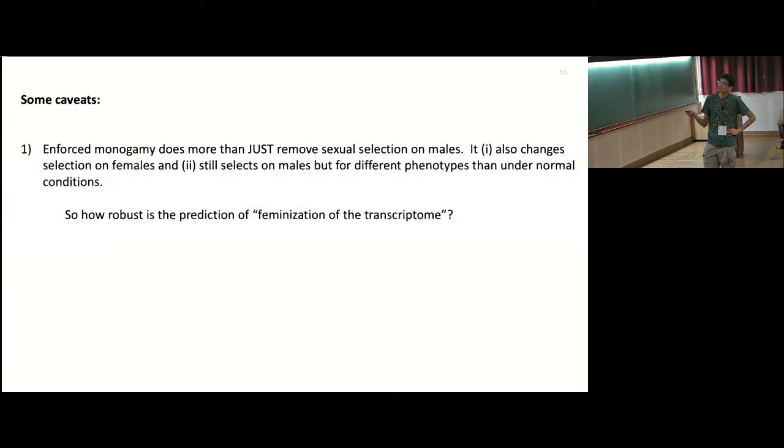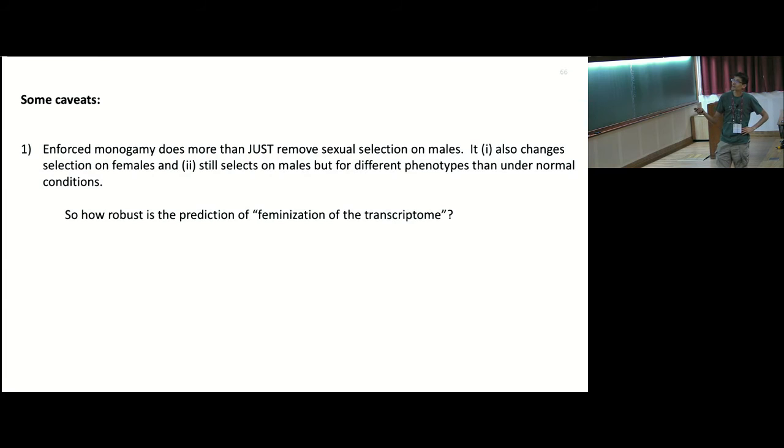So enforced monogamy does more than just remove sexual selection. For reasons that I don't have time to go into, we now know that it does some other things. It changes selection on females quite a bit, and it still causes selection on males, but for different kinds of phenotypes than the selection they experience under control conditions. And I'm happy to talk about that more later if anyone's interested. But it's not quite as simple as I first laid it out to be.